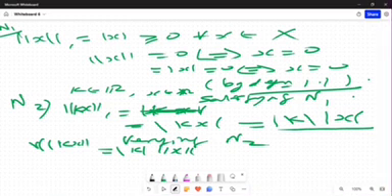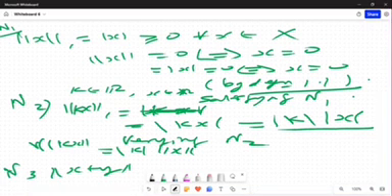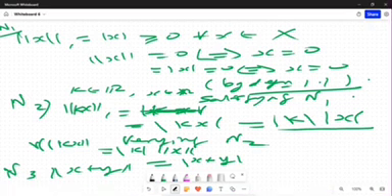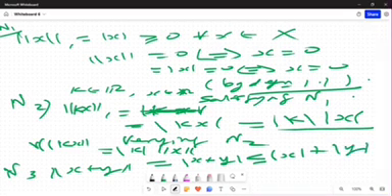So that actually verifies N2. Now, the last one, N3, is what? Norm of x plus y. I'm sure you know this is exactly what we want to do. It is actually equal to the absolute value of x plus y, right? And this absolute value satisfies the triangle inequality. This is less than or equal to the absolute value of x plus the absolute value of y.